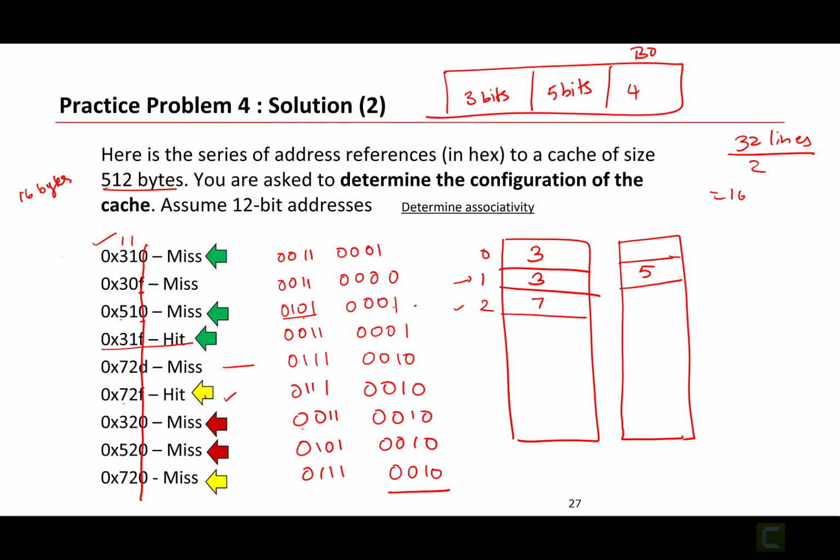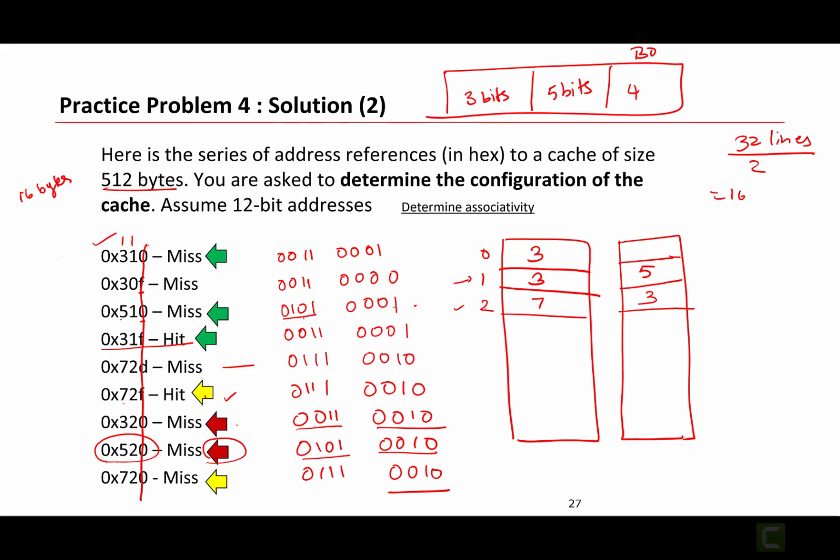And then I have set index 2, tag 3. Set index 2, tag 3, I don't have it, so it is a miss. Set index 2, tag 5, again this is a miss. So this means I have to evict a cache block. I have to evict the least recently used cache block from set 2.